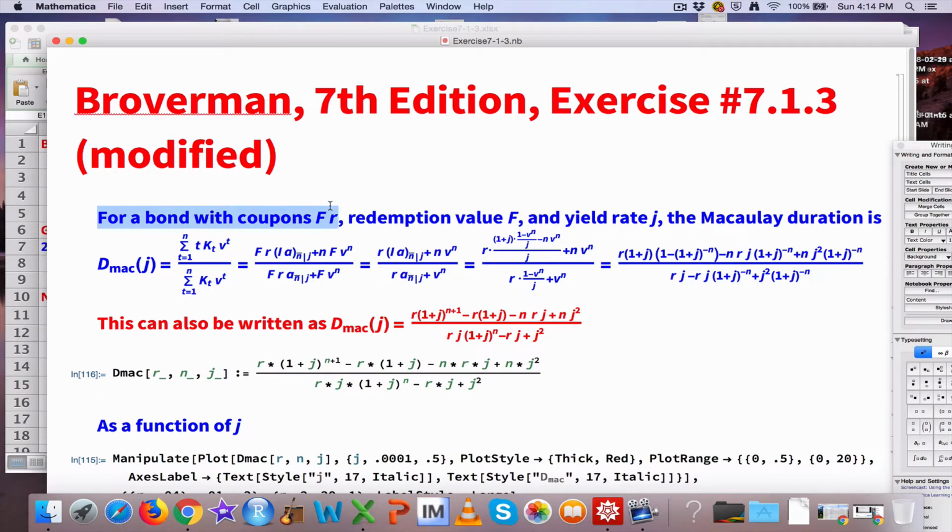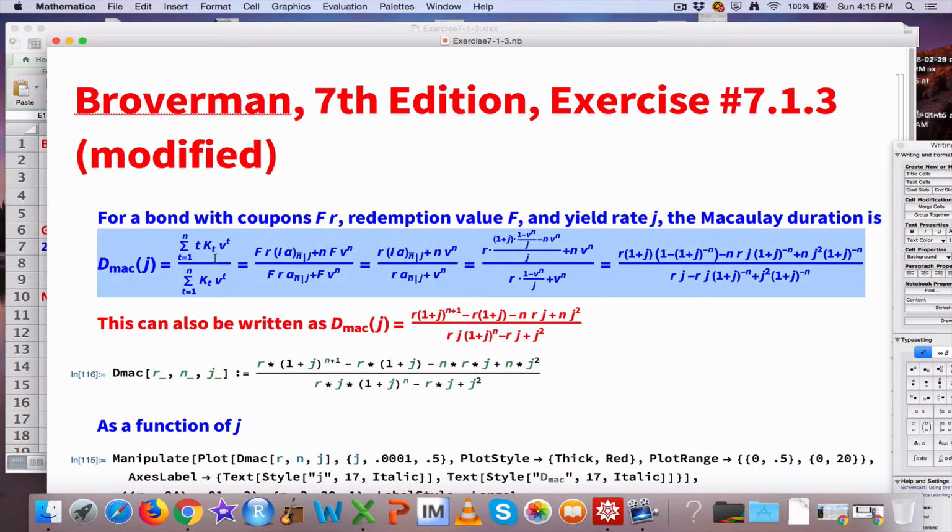For bonds with coupons FR, so F is the face or par value, R is the periodic coupon rate, F times R, of course, is the coupon amount. Redemption value, F, is the same as the face value. That's the assumption here to make things simple. Yield rate is J, could be called I, many people call it I. Here is the definition of the Macaulay duration over here as this ratio of these two summations. If you think about this with timelines, as I've done actually in recent videos, you can rewrite this ratio in this way. We've got the bottom really being the price of the bond.